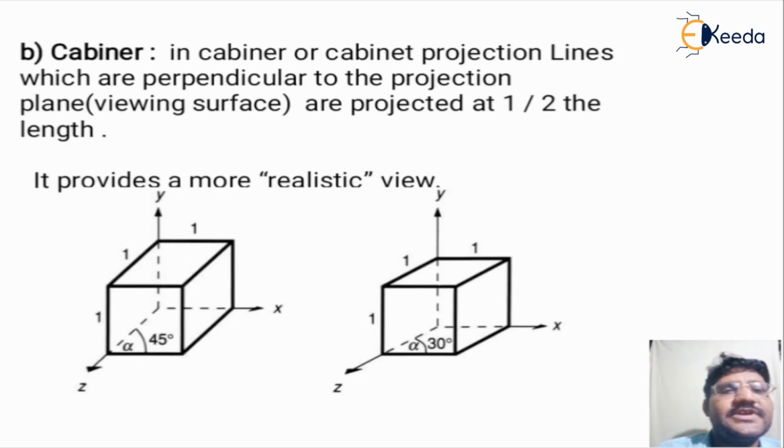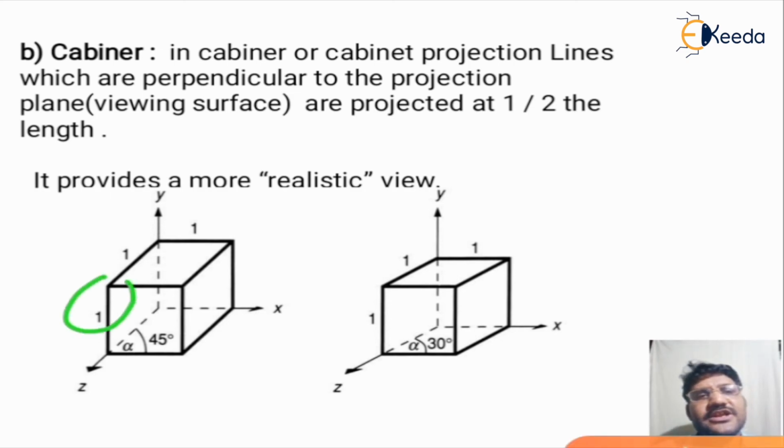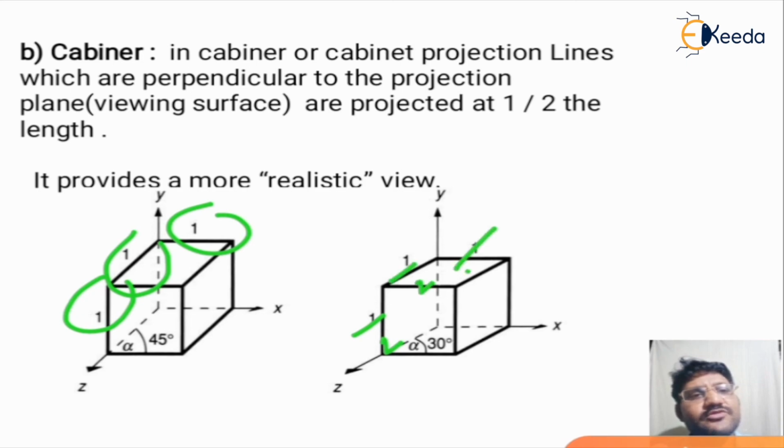While in cabinet projection, lines which are perpendicular to the projection plane or viewing surface are projected at just half the length, and cabinet projection provides a more realistic view. Here we can see the length before projection is 1, but after cabinet projection the length is 1/2. So this is a more realistic view.